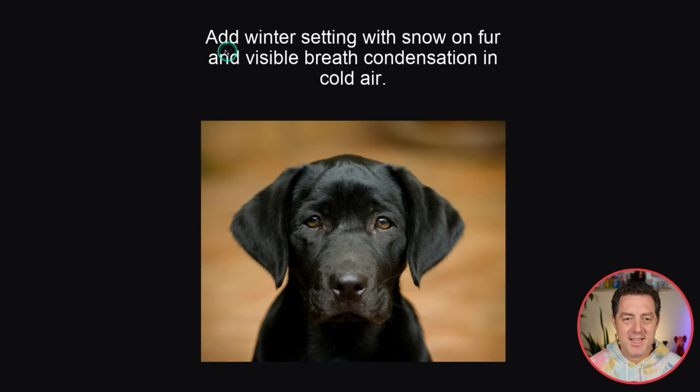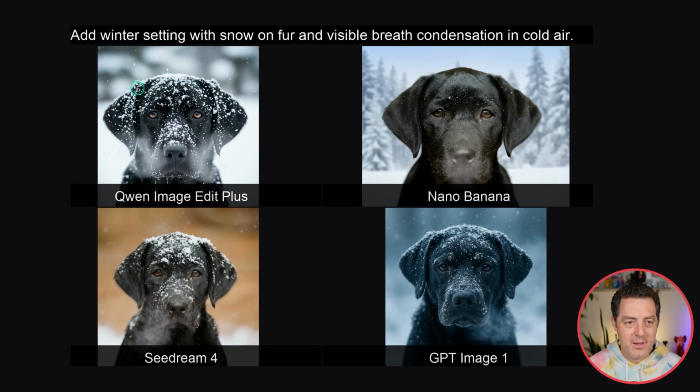And for our last test, add winter setting with snow on fur and visible breath condensation in cold air. And there we go. So very nice snow accumulation. Definitely see the visible breath. All four of them did that really well. This Nano Banana does not look realistic. And I think I'm going to have to choose between Seed Dream and GPT Image 1. And I think GPT Image 1 is the winner. We can see it is hyper realistic, blurred background, snow falling. You could see the breath of the dog. Very, very impressive. A close second, Seed Dream, but GPT Image 1 is the winner.